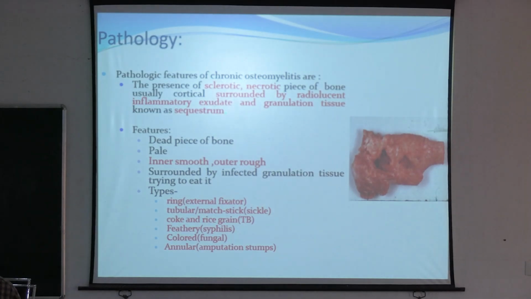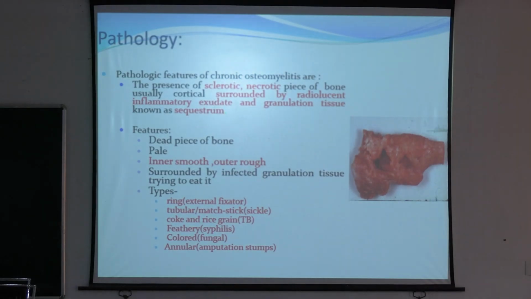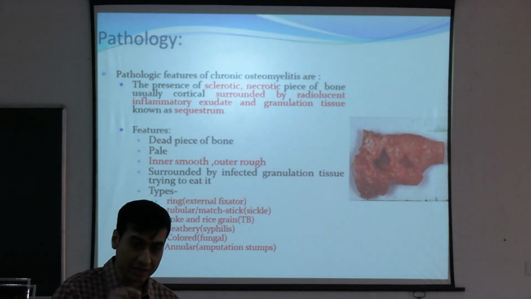Now there can be different types of sequestrum, okay. So what are the features? Dead piece of bone, it is pale, inner margin is smooth, outer margin is rough, surrounded by infected granulation tissue. And what are the types? Ring. Ring sequestra, where do you find? In external fixators. In the bone, you get long pins that are attached. These pins are exposed outside and also inside, so through those pins your pin tract infection continues to happen and you get a ring type of dead bone.